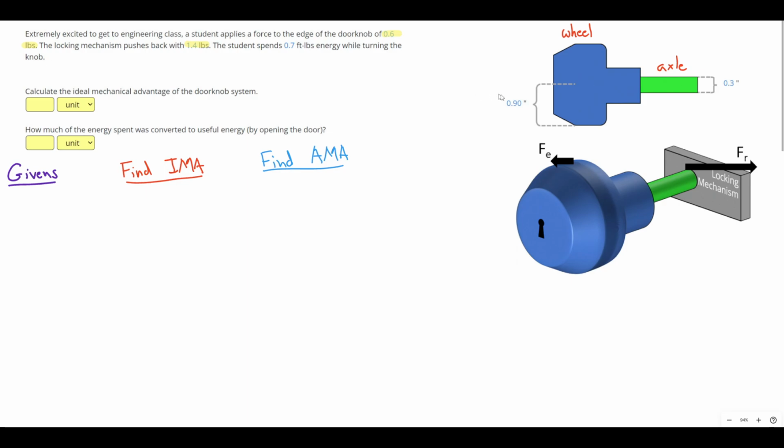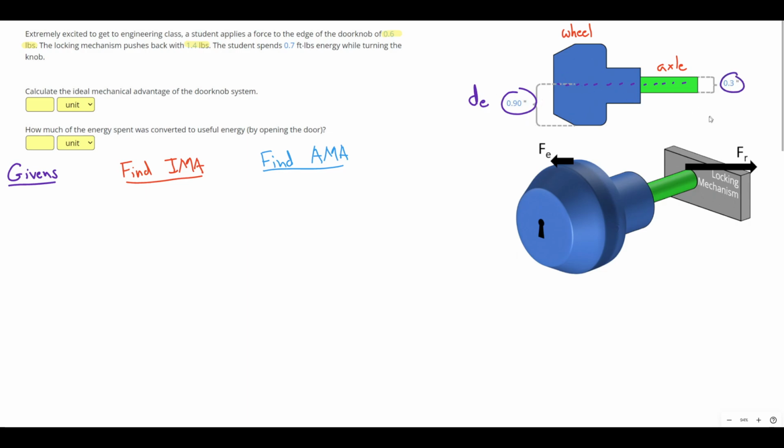We do have the radius of that wheel, which is 0.9 inches. And this is going to be our effort distance. Notice that this D does not stand for diameter. This stands for just distance that the effort force is from the center of rotation. Okay, so that's our DE.